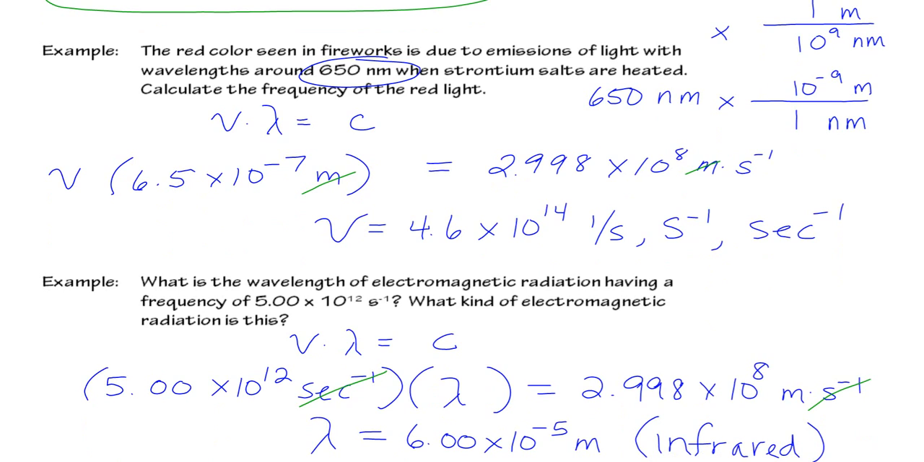There, this equation is super easy to use. Everything that you'd ever need is given to you in the AP packet, except for the switch between meters and nanometers.